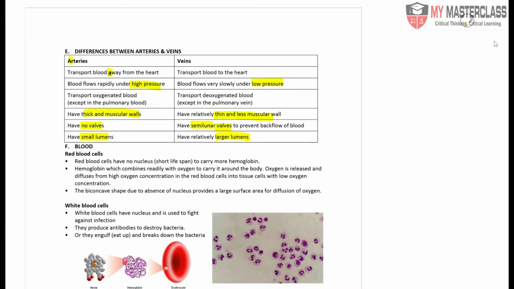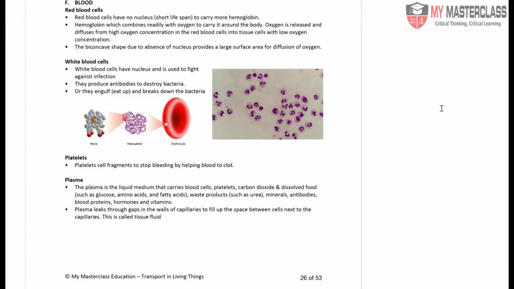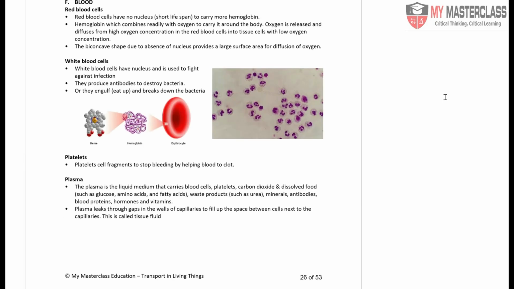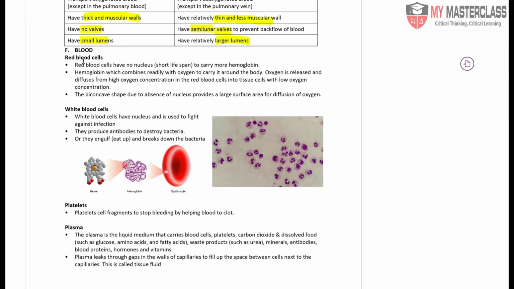Now blood itself, what does it consist of? When we talk about blood, it is a very layman term. Blood itself consists of a few components such as your red blood cells, your white blood cells, platelets, and plasma. Now red blood cells, as we all know, are used to transport oxygen.